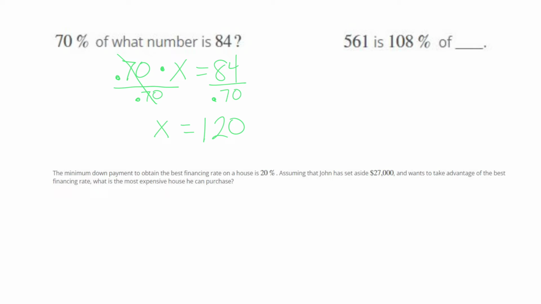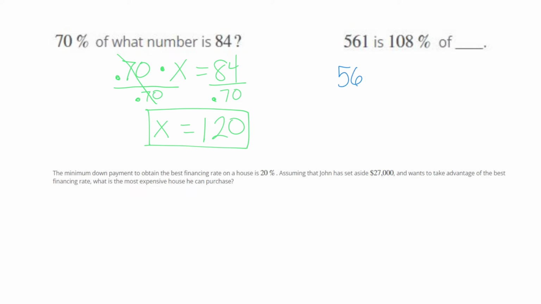Now remember, what we're looking for here is the base value this time, because I've got 70% of some base value is 84. So 70% of 120 is a portion of 120. It would get you to the 84. Let's try another one. Set up a little bit differently, but it's the same idea.